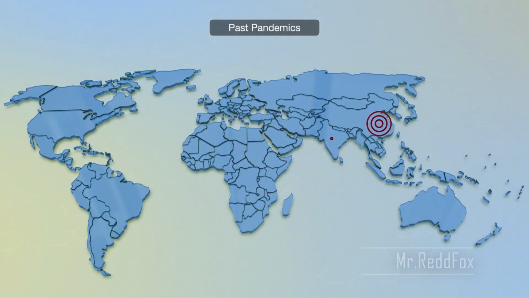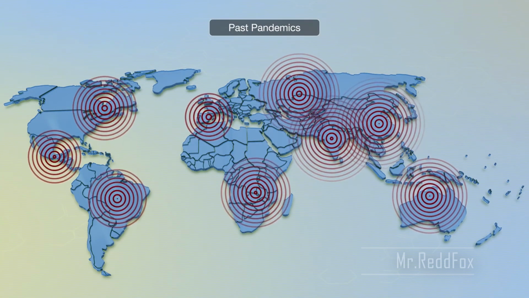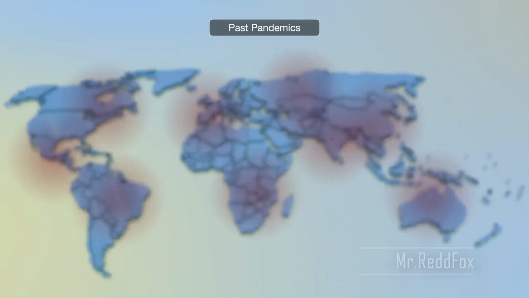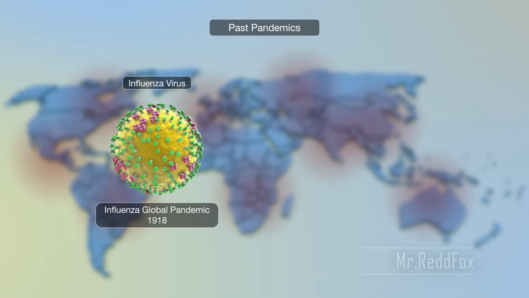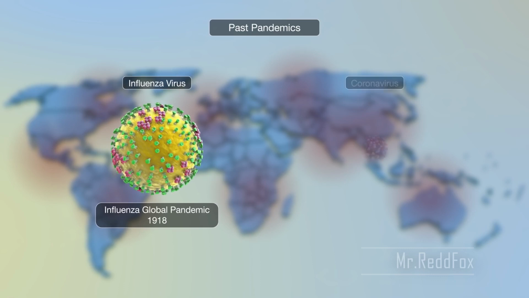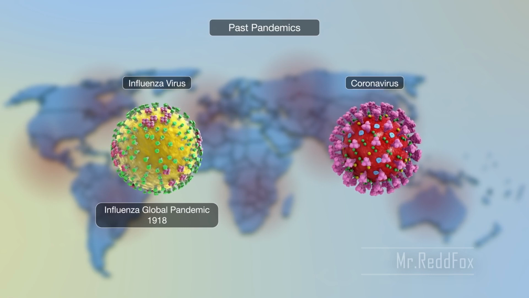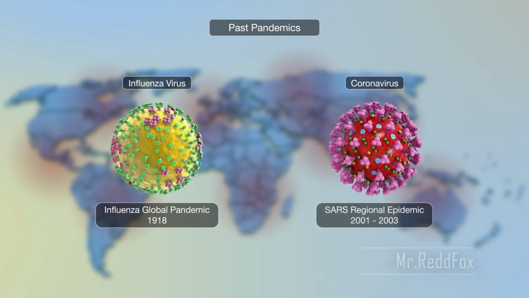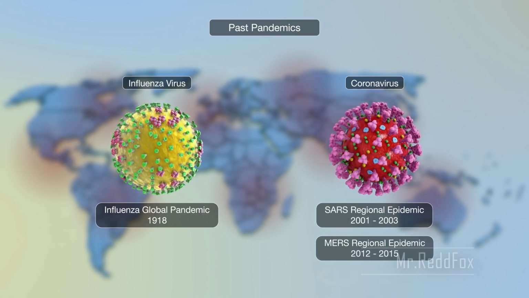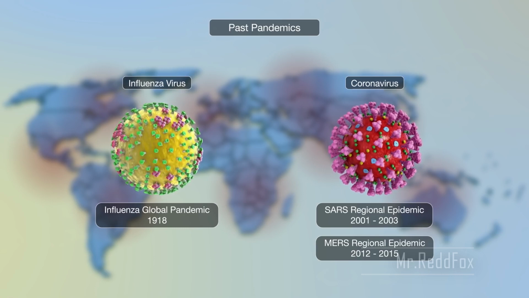Pandemics indicate outbreaks of disease that spread to cover an entire region or the world. A pandemic can result in massive loss of life. In the last 100 years, there have been 4 global pandemics, the worst being the 1918 influenza pandemic, resulting in an estimated 50 to 100 million deaths. While no global pandemic has been born from the family of coronavirus, 2 regional epidemics have resulted from this family of viruses. They include severe acute respiratory syndrome, or SARS, and Middle East respiratory syndrome, or MERS, in 2001 to 2003 and 2012 to 2015, respectively.